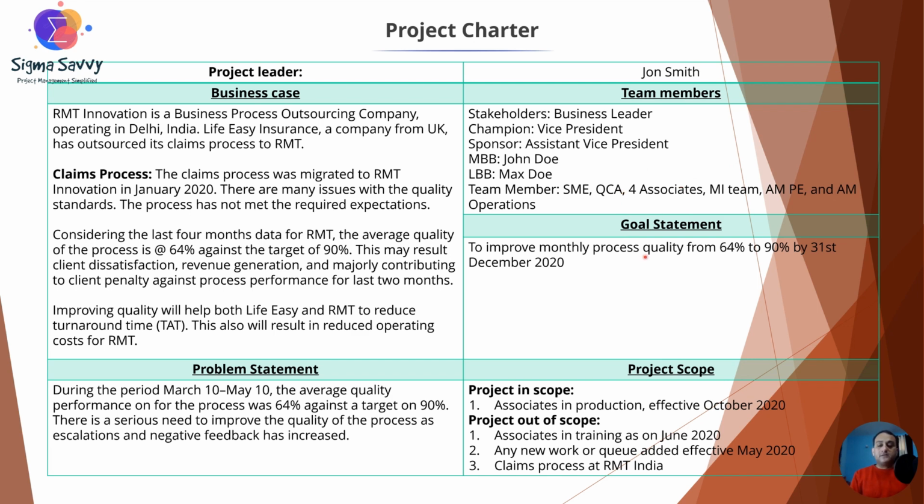Now look at the specific, measurable and achievable goal statement: to improve monthly process quality from 64% to 90% by 31st December 2020. So I have also given the timelines.